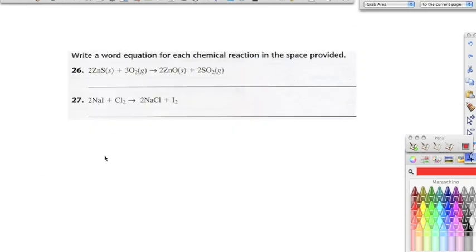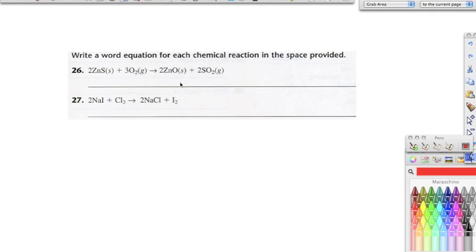Okay, guys, 26 and 27, the question wants to know, write a word equation for each chemical reaction in the space provided. So here we have our chemical equation, and now we want to write a word equation for it. So we're going from the symbol to the word. Here we have zinc sulfide, which is an ionic compound, so therefore we just name it as zinc, and then sulfur would be sulfide, so zinc sulfide. We have oxygen all by itself, so it would just be oxygen.